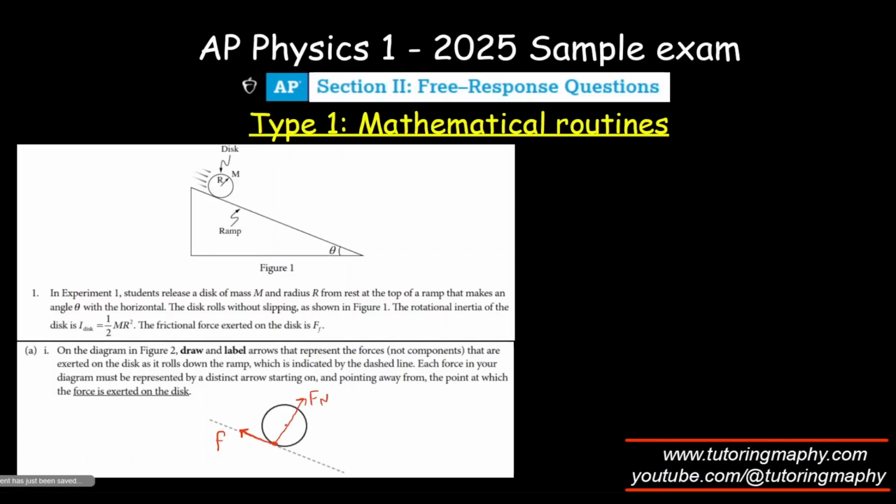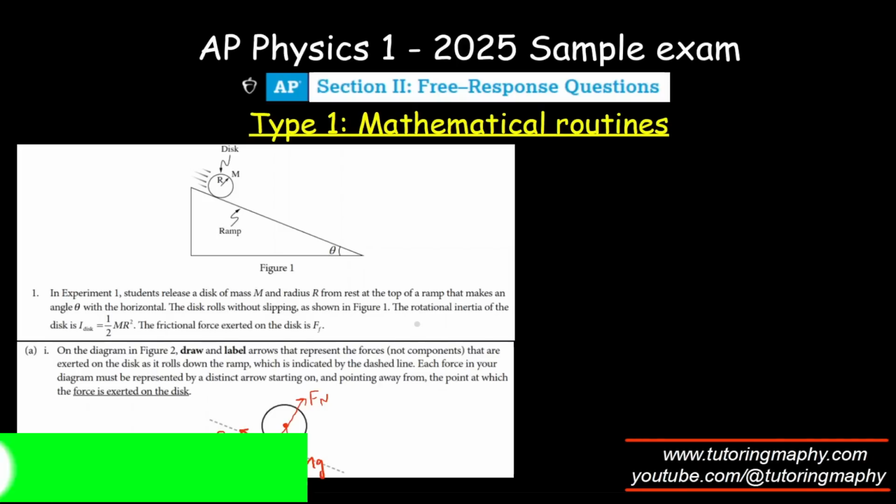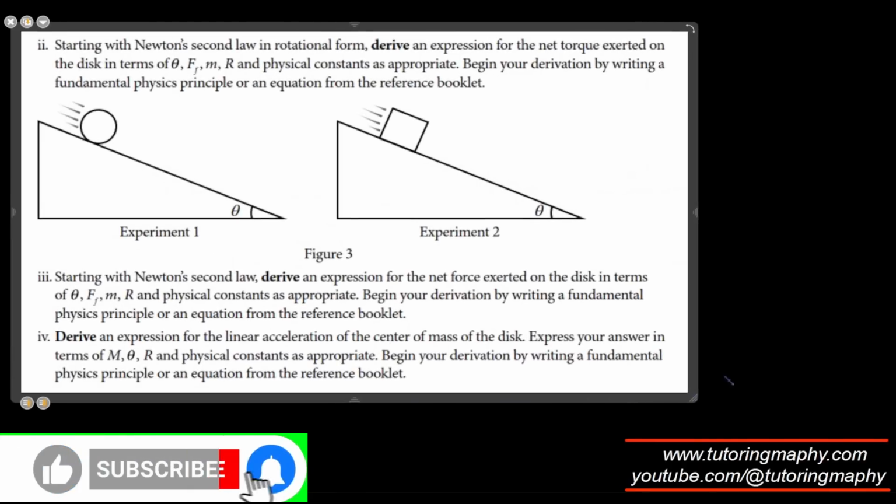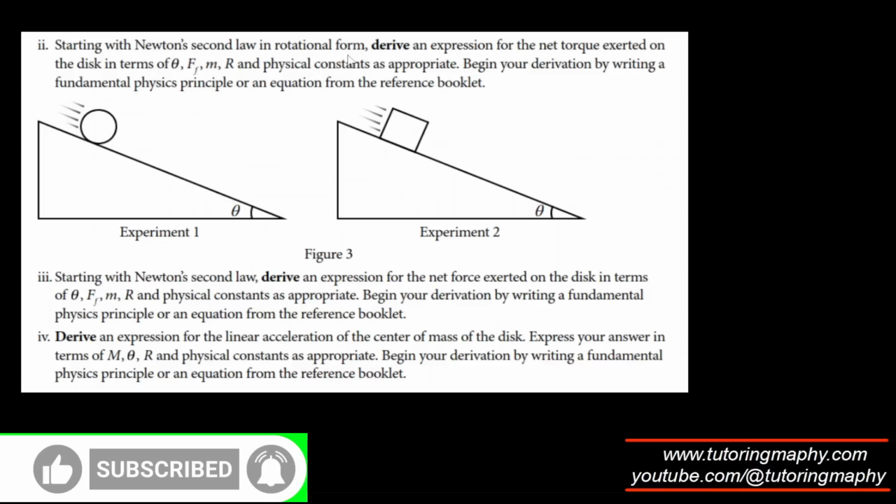And mg is going to act at the center of mass, which is over here. And this is going to point downwards, as I can denote it as Fg, or probably I can say mg as well. Both are okay. The mass is capital M, sorry, capital M times g. So that's how we represent the FBD. The next one talks about starting with Newton's second law in the rotational form.